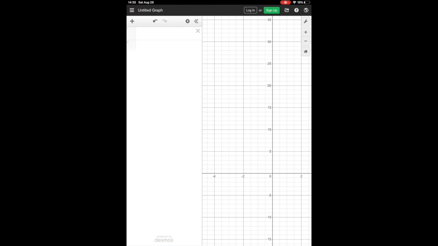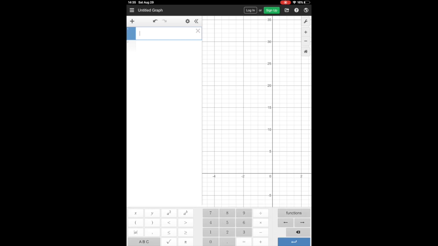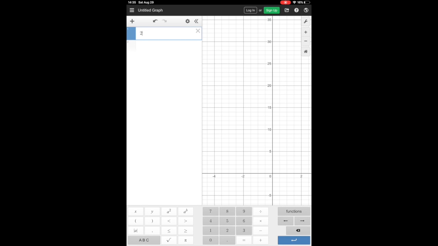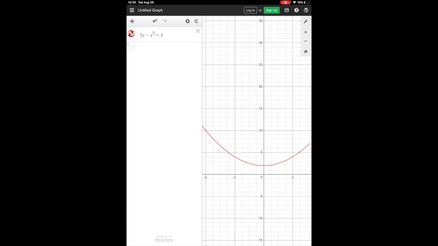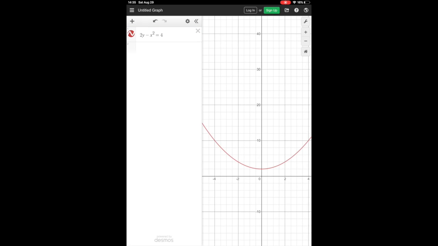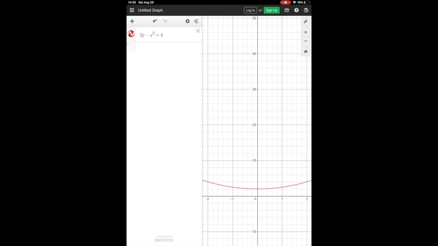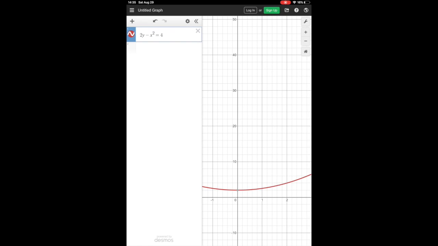So clear out what is in Desmos. 2y minus x squared equals 4 was our original problem. No, I do not have super memory. I'm looking at something that shows the problems. So it looks like we have a vertex at 0, 2, and maybe 2, 4 is a point.